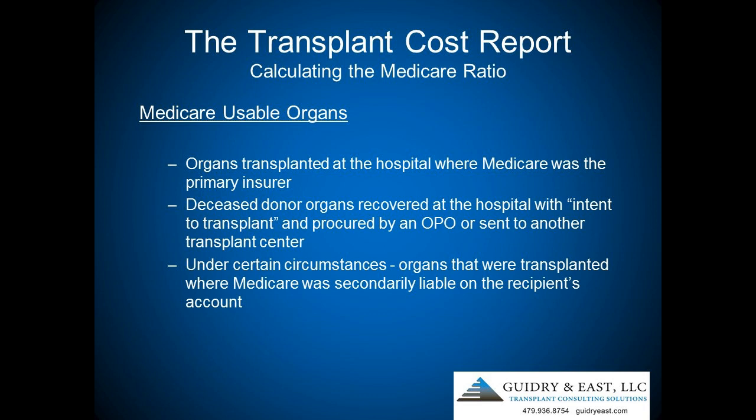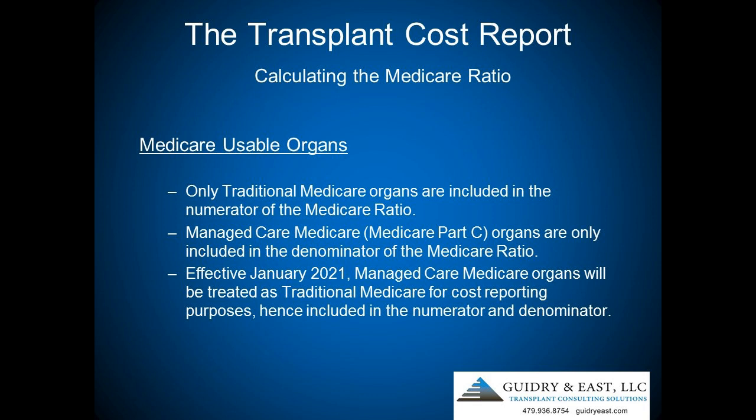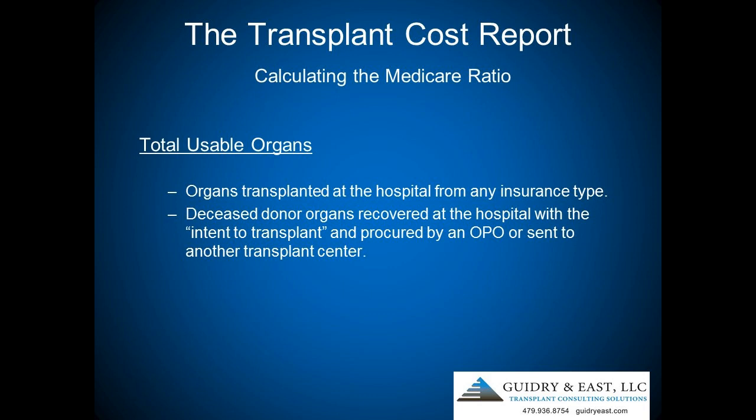A Medicare usable organ is an organ transplanted at the hospital where Medicare was the primary insurer. Deceased donor organs recovered at the hospital with intent to transplant and procured by an OPO or sent to another transplant center. And under certain circumstances, organs that were transplanted where Medicare was secondarily liable on the recipient's account. Only traditional Medicare organs are included in the numerator of the Medicare ratio. Managed care Medicare or Medicare Part C organs are only included in the denominator of the Medicare ratio. However, effective January 21st, managed care Medicare organs will be treated as traditional Medicare for cost reporting purposes, hence included in the numerator and denominator of the Medicare ratio.